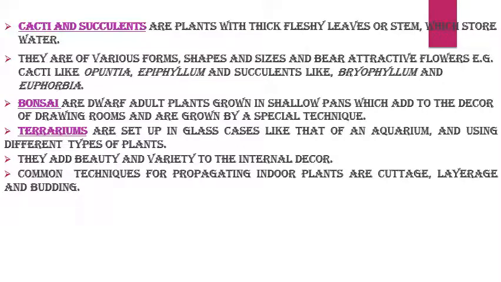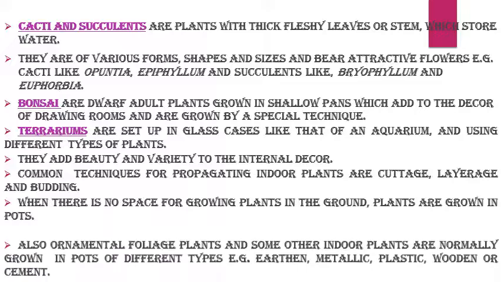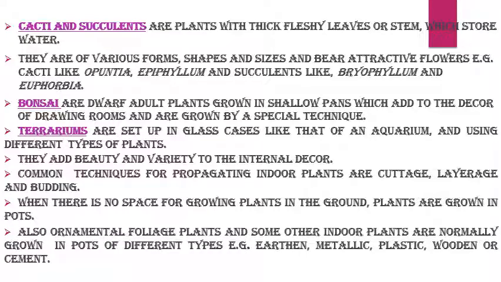Common techniques for propagating indoor plants are cuttings, layerage and budding. When there is no space for growing plants in the ground, plants are grown in pots. These are also ornamental foliage plants and some other indoor plants. They are normally grown in pots of different types: earthen, metallic, plastic, wooden, or cement.